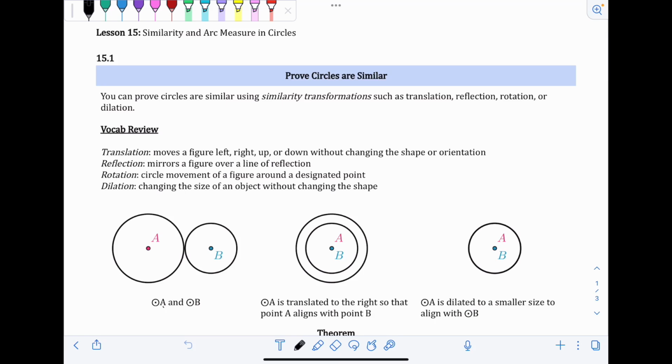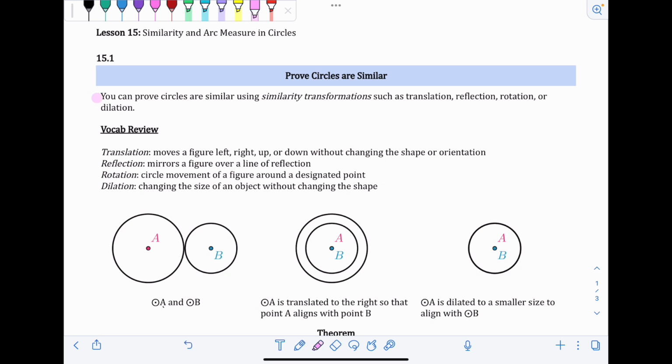Lesson 15 is called Similarity in Arc Measures in Circles, and before we get started, I highly recommend printing these if you can, just because there's a good amount of vocab on them, and there's some graphics too, so it'll kind of save you some writing. So 15.1, prove circles are similar, starting in the upper left.